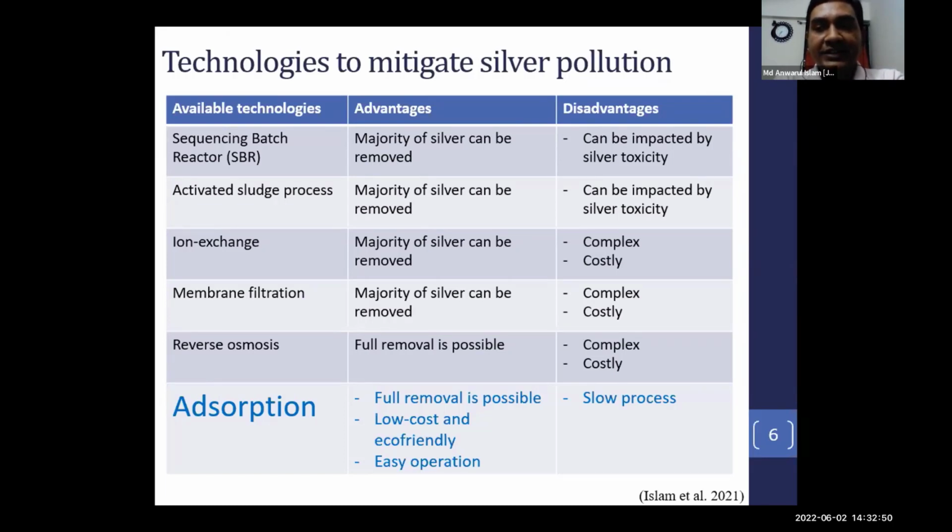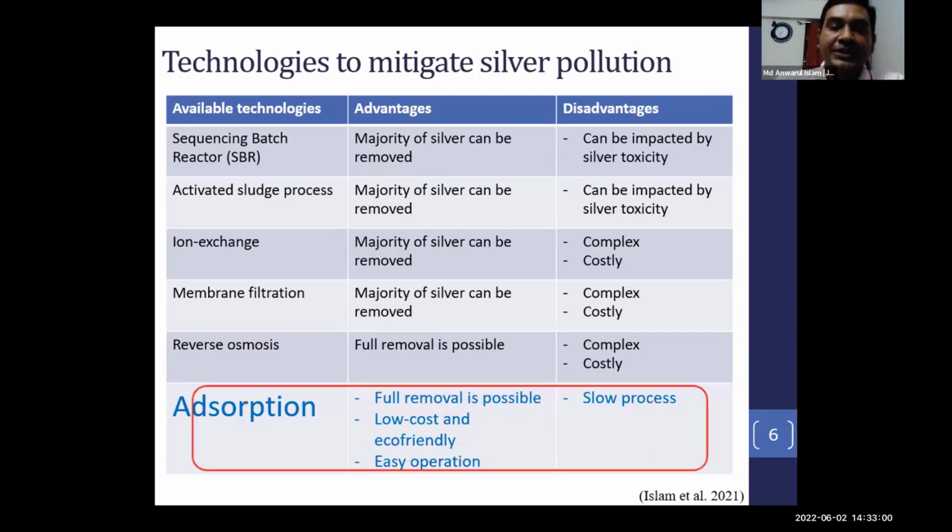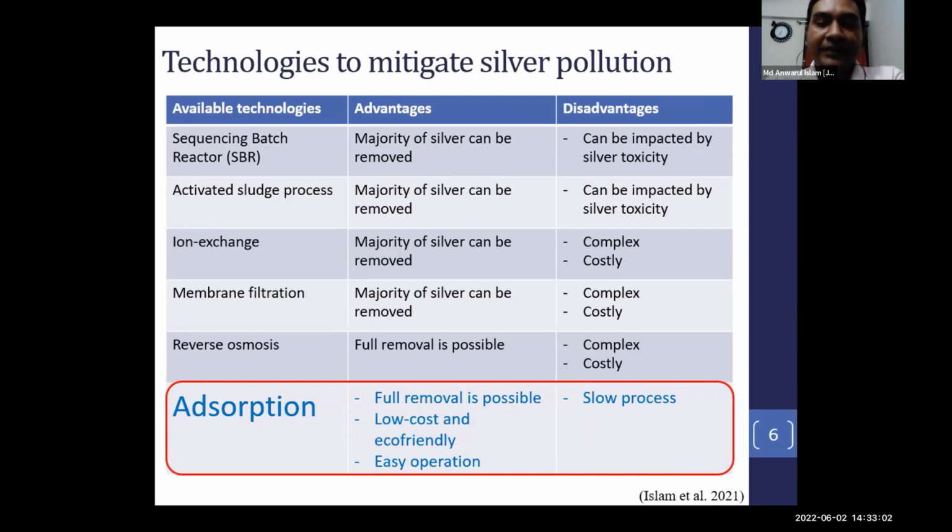And the third and fourth, ion exchange, membrane filtration and reverse osmosis, of course, are very effective to remove any sort of metal or pollutant. But the problem is they are very expensive for industrial scale use. And finally, if we see adsorption, that can bring the breakthrough because full removal is possible and it's low cost, eco-friendly, and easy operation. And maybe one of the disadvantages is that the process may be a little bit slower than the other processes.